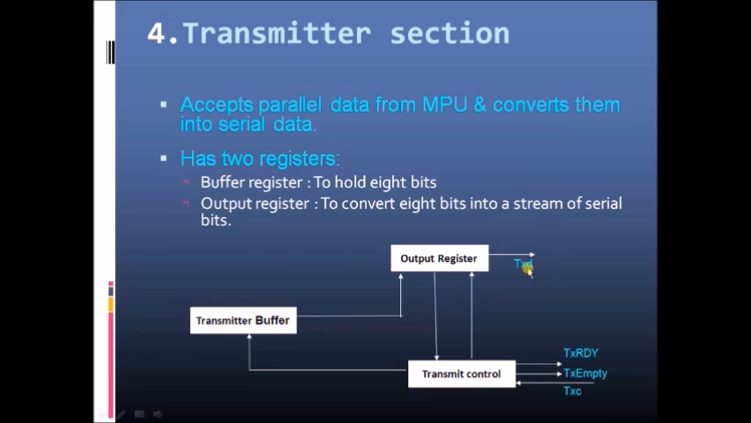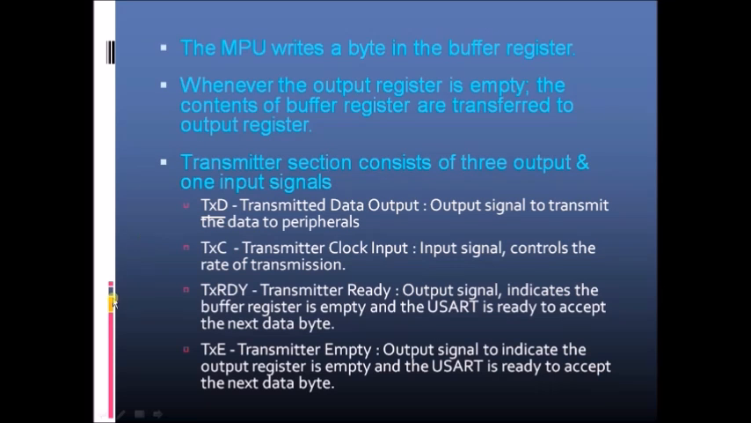Let us see what is the functionality of these pins: TXD, TXRDY, TXMT, and then a TXC bar. TXD pin is used for transmitting the serial data, that is, bit by bit data is transmitted with the help of this particular pin. And TXC is the pin where we have to give the clock signal, and TXRDY, this pin would become 1, indicating the status of the buffer register.